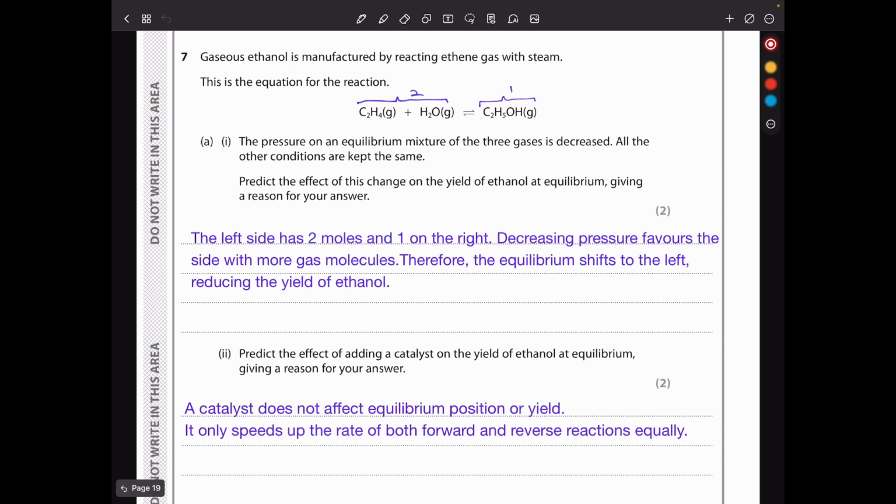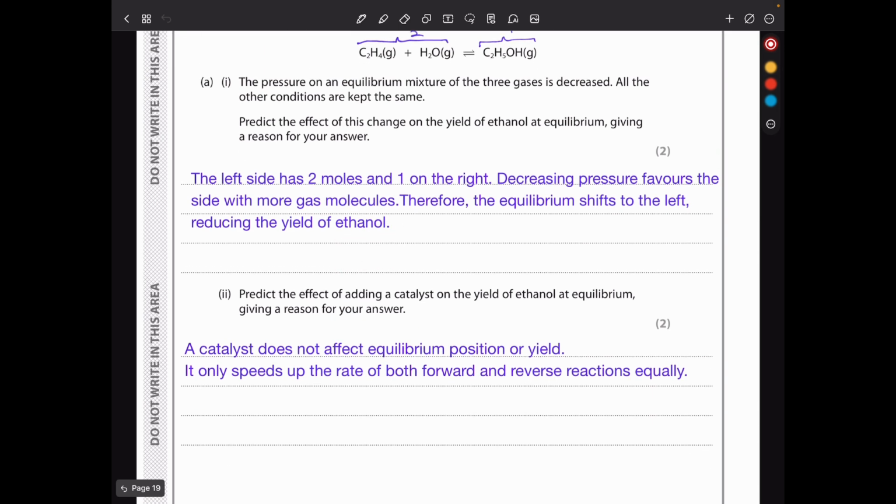So if you decrease pressure, then the equilibrium position shifts to the side that has more gaseous molecules. So in this case, it's going to shift to the left. I say the left side has 2 moles and the right has 1. Decreasing pressure favors the side with more gas molecules. Therefore, the equilibrium position is going to shift to the left, reducing the yield of ethanol.